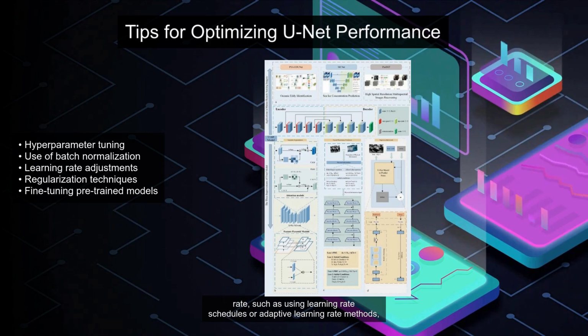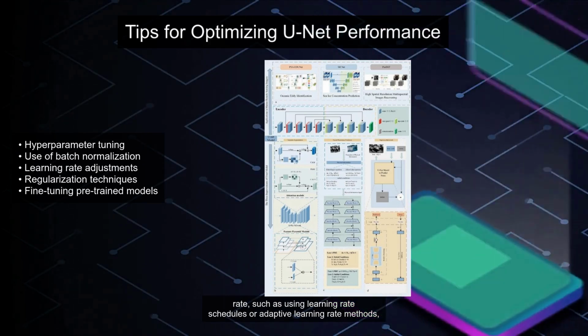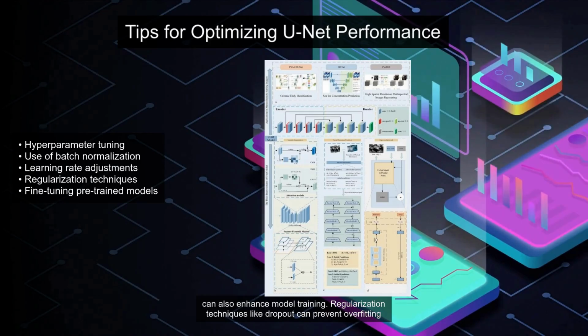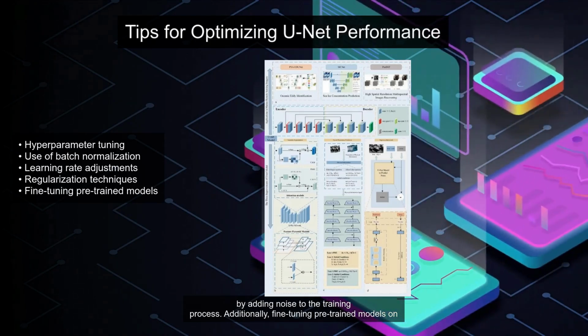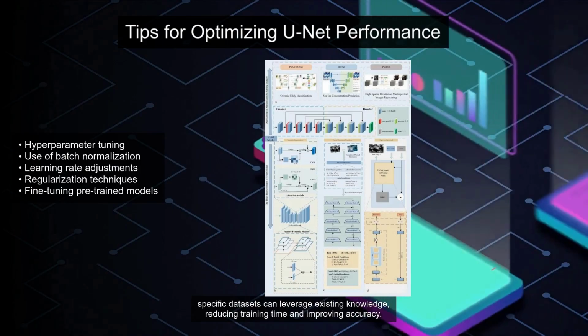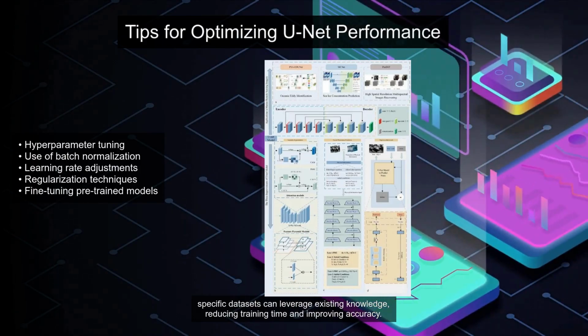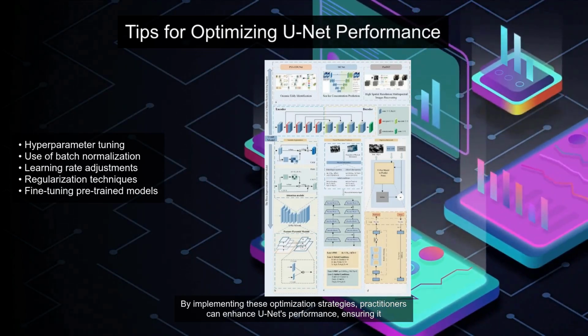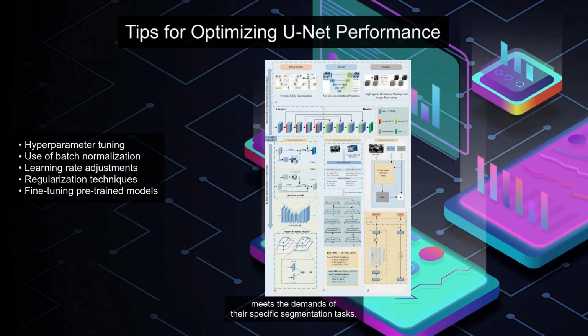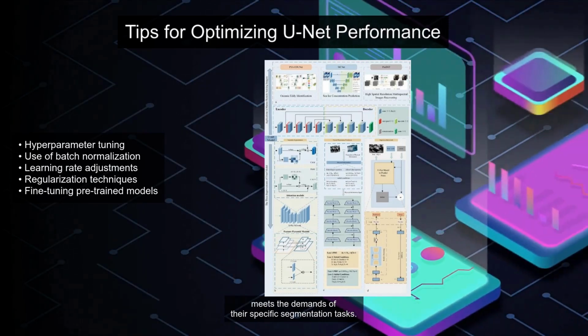Adjustments to the learning rate, such as using learning rate schedules or adaptive learning rate methods, can also enhance model training. Regularization techniques like dropout can prevent overfitting by adding noise to the training process. Additionally, fine-tuning pre-trained models on specific datasets can leverage existing knowledge, reducing training time and improving accuracy. By implementing these optimization strategies, practitioners can enhance UNet's performance, ensuring it meets the demands of their specific segmentation tasks.